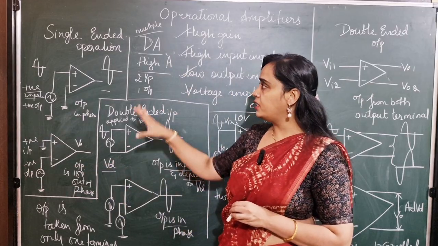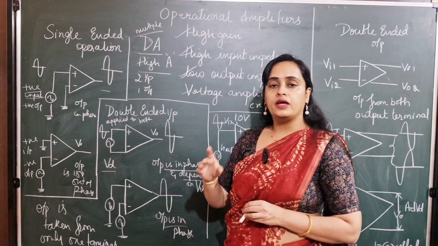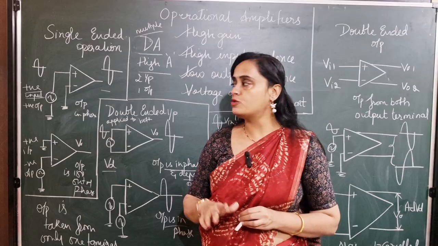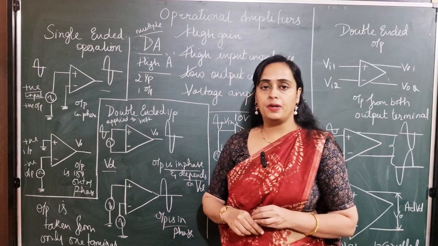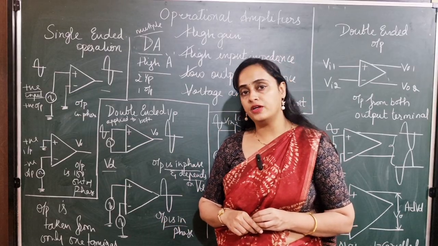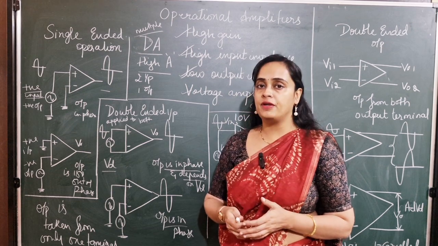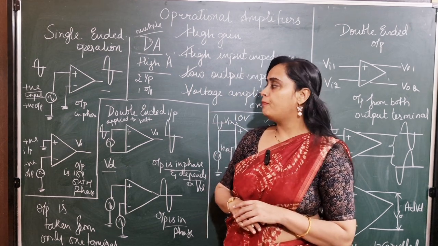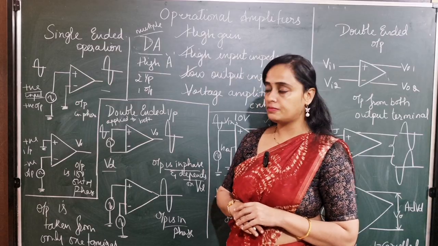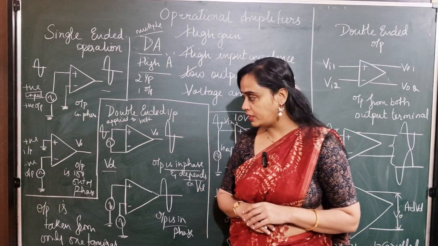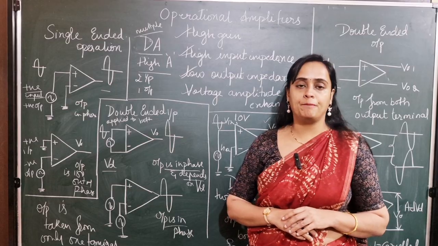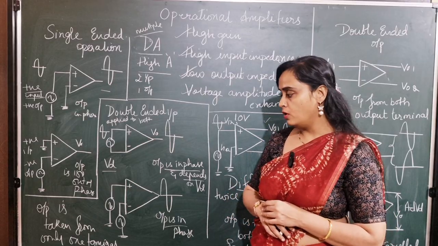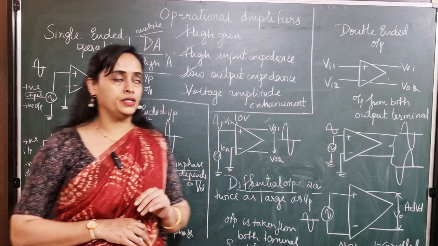So basically, single-ended operation says that input can be applied to any one terminal, whereas the other terminal has to be grounded. If the input is applied to the positive terminal or non-inverting terminal, the output is amplified, but it is not inverted. The polarity remains the same. Whereas if the input is applied to the inverting terminal, the output obtained is amplified, but it is in 180 degree phase shift with respect to the input. But the output can be taken from only one terminal.